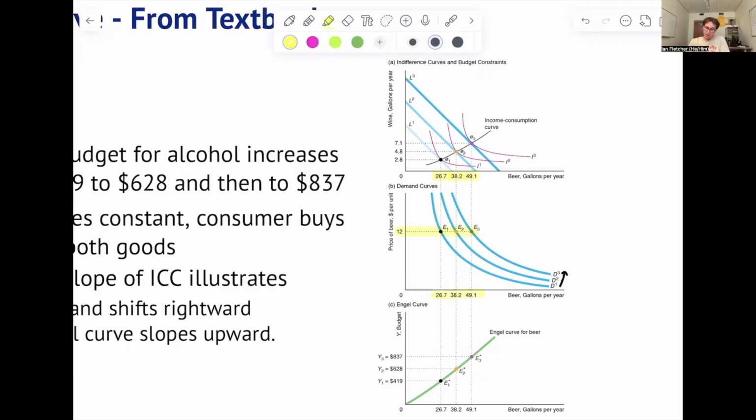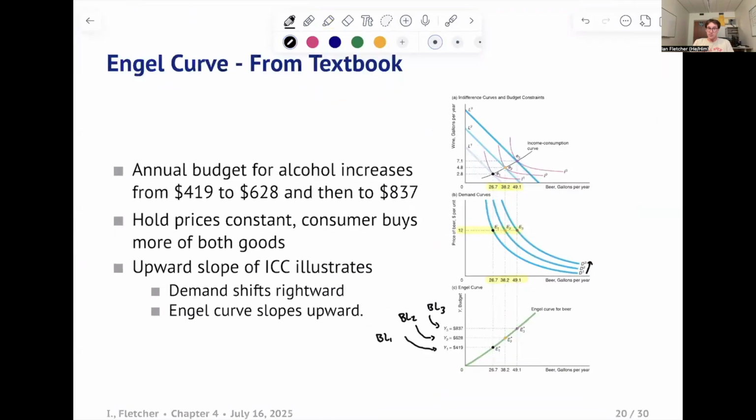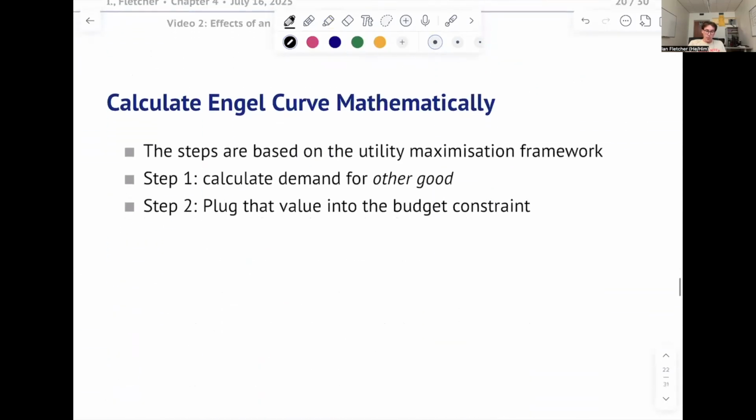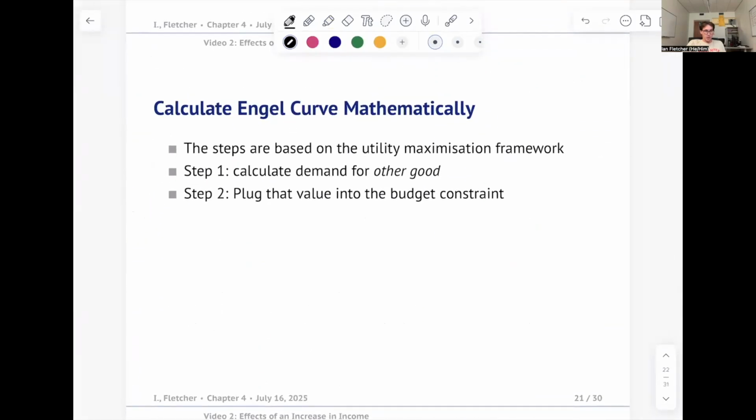And then when we shift and find the corresponding incomes related to certain budget lines, we should be able to draw the Engel curve. This example is from the textbook, so if you wanted to see it, you're more than welcome to investigate more. But just suppose that your budget increases, you hold the prices constant, and the consumer buys more of both goods. We see the upward slope in the ICC, demand shifts rightward, and the Engel curve shifts upward, which is all that you should see. Exactly. So if we wanted to calculate this mathematically, we could also do so.